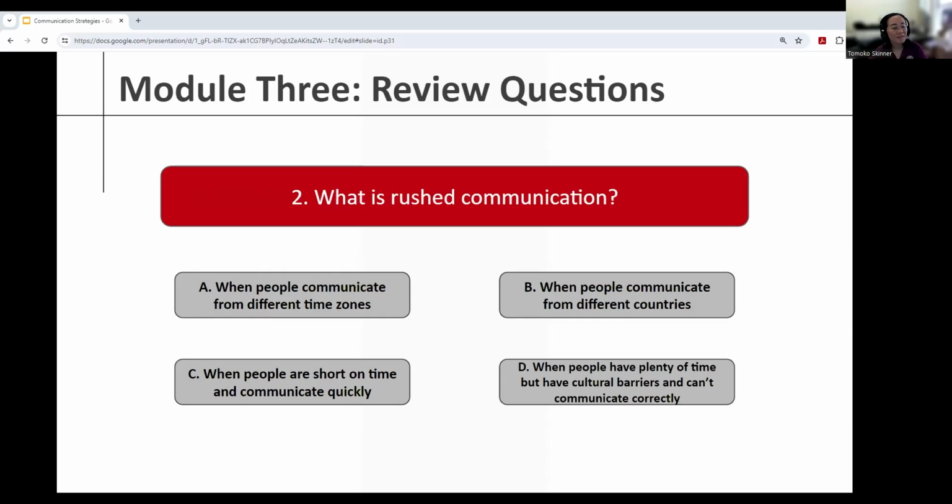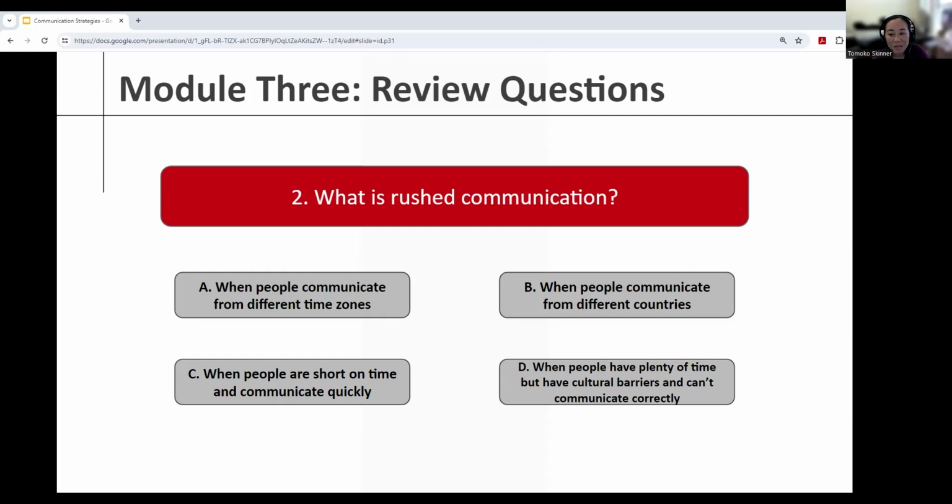Okay. Another question I have for you. What is rushed communication? A, when people communicate from different time zones. B, when people communicate from different countries. C, when people are short on time and communicate quickly. D, when people have plenty of time but have cultural barriers and can't communicate correctly. What is the correct answer? Okay, I see a C.